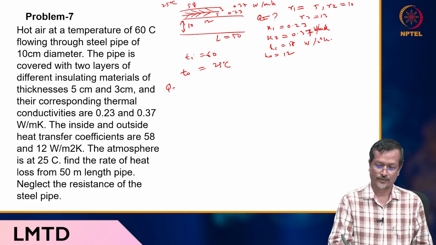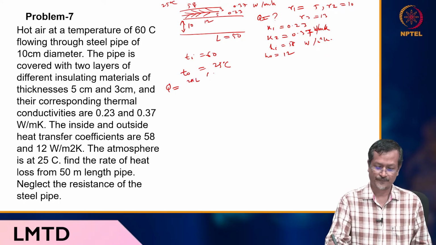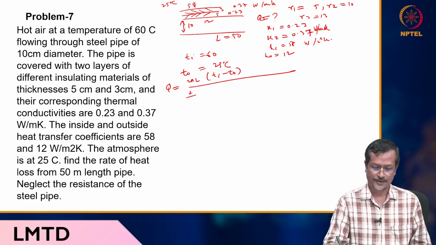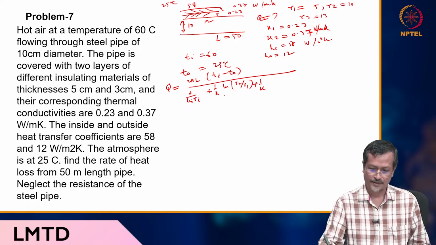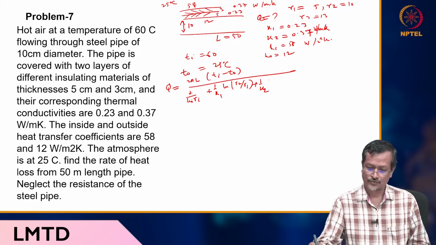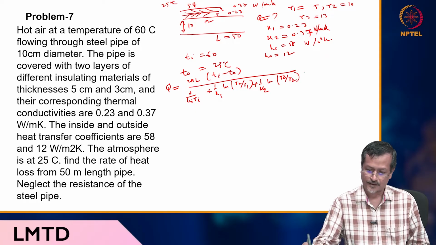So Q equals 2 pi L (TI minus TO) divided by [1 by HI RI plus 1 by K1 logarithm of R2 by R1 plus 1 by K2 logarithm of R3 by R2 plus 1 by HO R3].